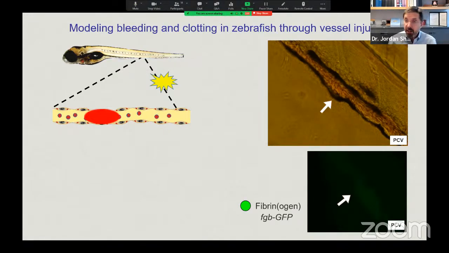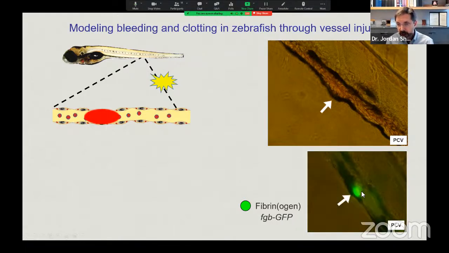You can tag cells and molecules in zebrafish that are circulating with fluorescent proteins. Remember those fluorescent mice I showed you before? We can do the same thing here. So we've tagged fibrinogen with GFP, green fluorescent protein, and you can see it makes a green fluorescent clot. And that's in the venous system.